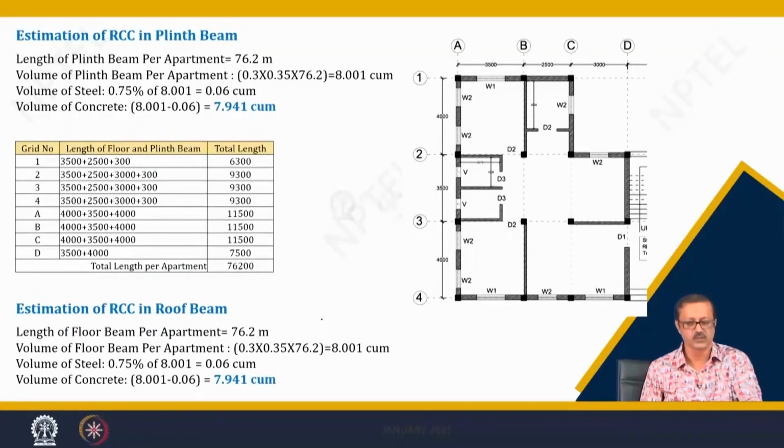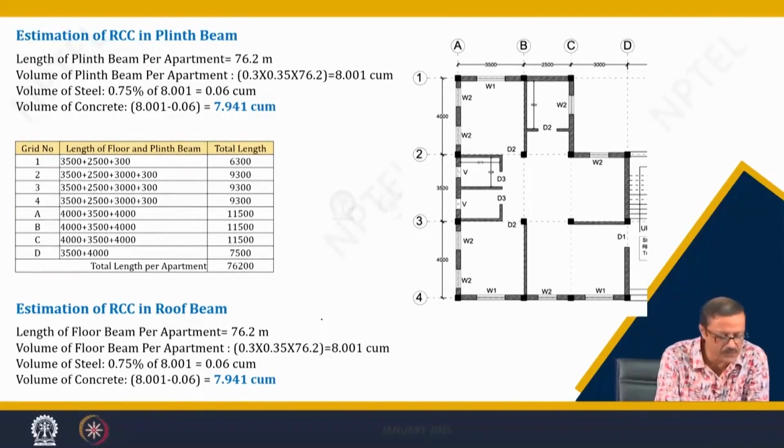And similarly, I do it for the estimation of the RCC plinth beam and the RCC roof beam. I am assuming that wherever there is a plinth beam, there are floor beams also connecting pillar to pillar, or column to column. So, I have taken the way we do our estimation, grid line. So, grid A 1. How much is the length? 3.5 plus 2.5 plus 300, which is half of the length of this brickwork or so.